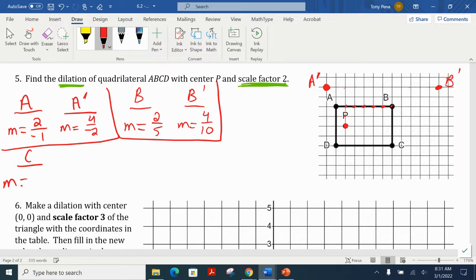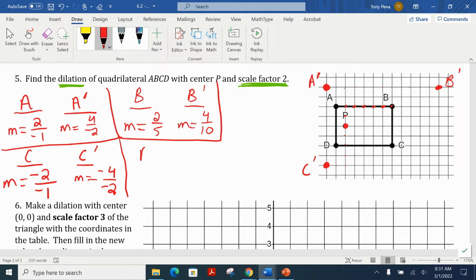The original C, we would go down 2, left 1. So negative 2 over a negative 1. C prime is just double that. So now we're going down 4, left 2. So 1, 2, 3, 4, 1, 2. And that is C prime.